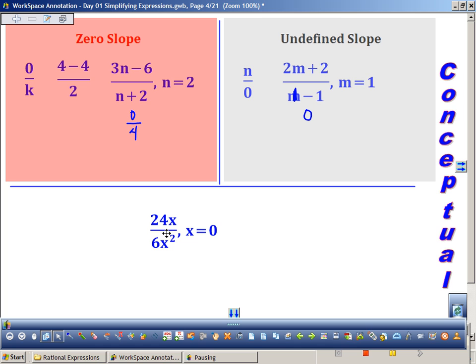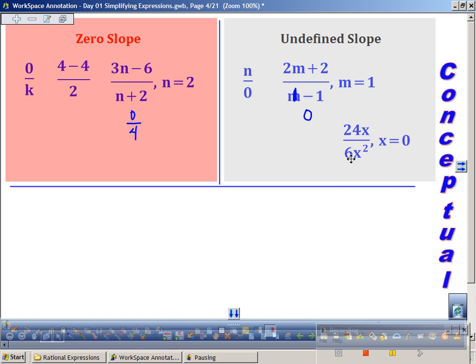What do you think? Undefined, why? Perfect. 0 squared would be 0. Anything times 0 is 0. So 6 times 0 is 0. So this one would be undefined. Doesn't matter. Still undefined. If you have a 0 in the denominator, it's undefined.